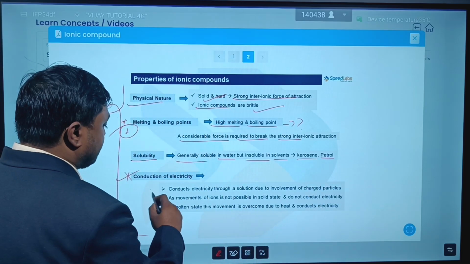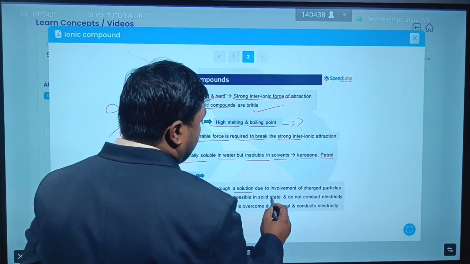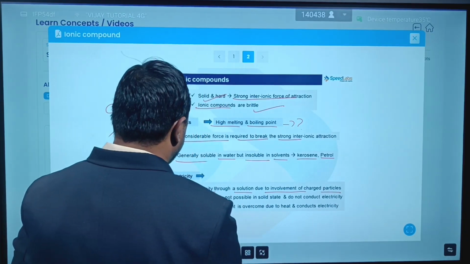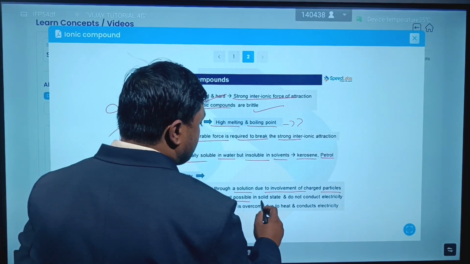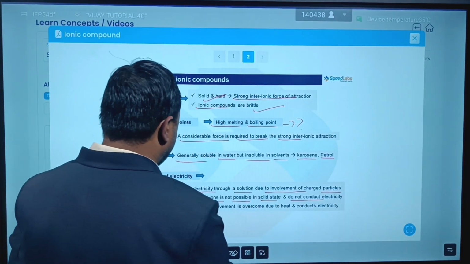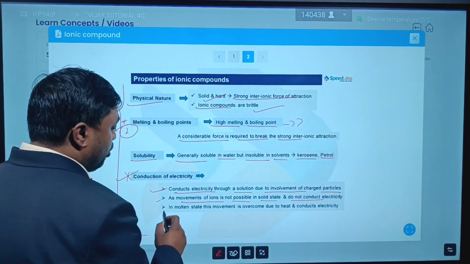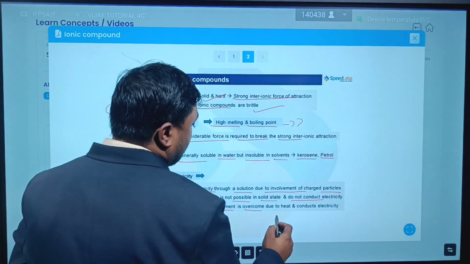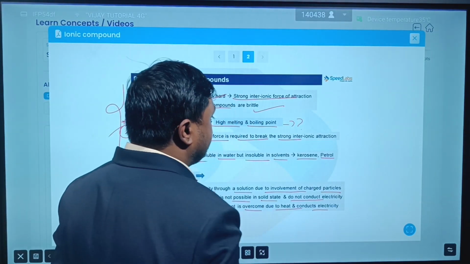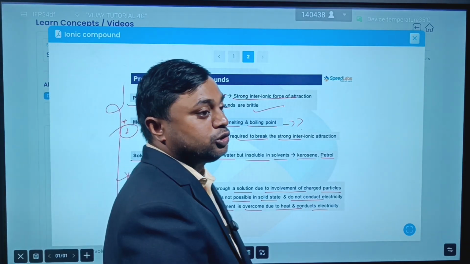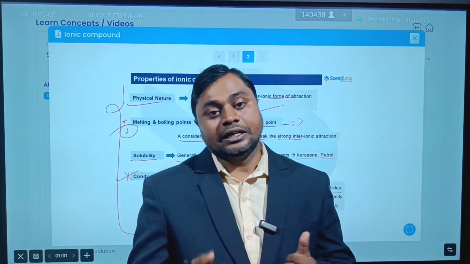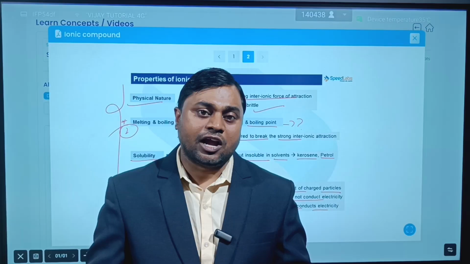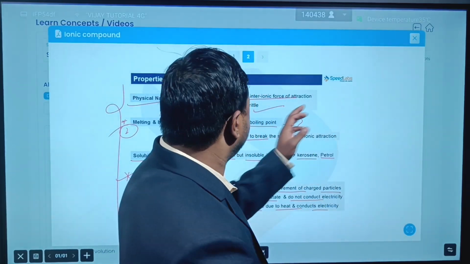Conduction of electricity: yes, they conduct electricity in solution due to the involvement of charged particles. As the movement of ions is not possible in the solid state, they do not conduct electricity in the solid state, but in the molten state this restriction is overcome due to the heat, and they conduct electricity. So we can remember that ionic compounds are soluble in water, and they conduct electricity in the molten state or aqueous state. Okay.